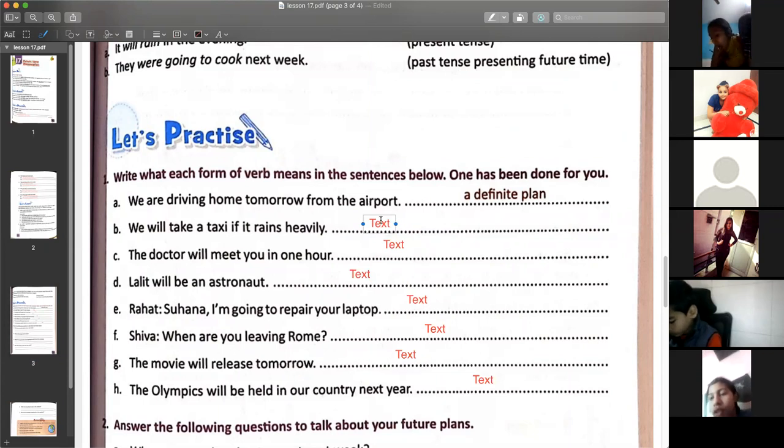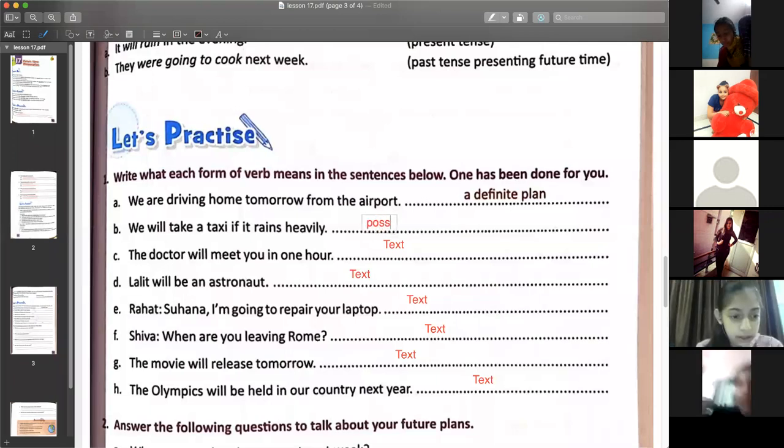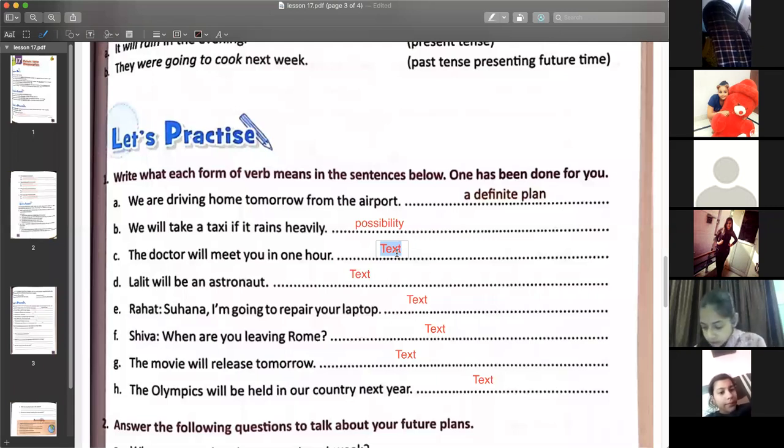Okay, we will take a taxi if it rains heavily. What is this? Akshvi? A possibility. Very good. This is a possibility. The doctor will meet you in an hour.